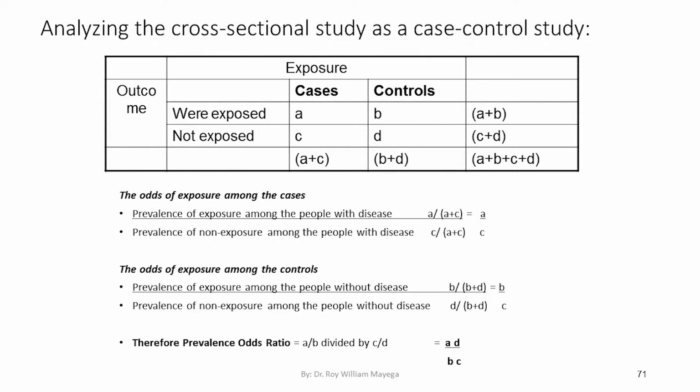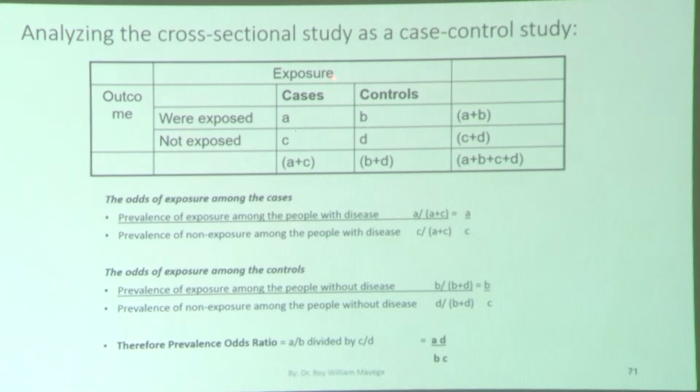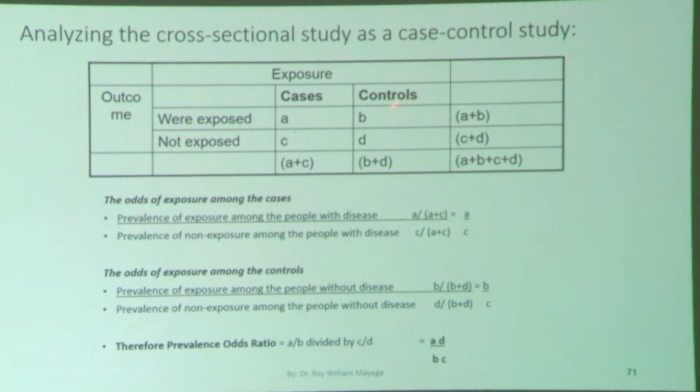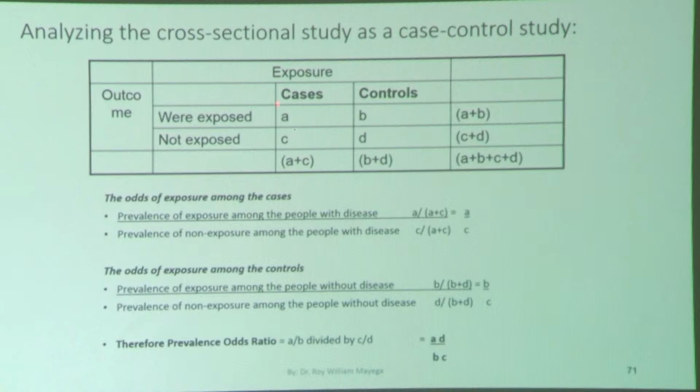So the findings of a cross-sectional study can be summarized in a 2-by-2 table. We have cases and we have controls. So these are people with the disease or outcome of interest and people without the outcome of interest. And the exposure, here it's not were exposed, but exposed now, and not exposed now, because the exposures are being determined now.